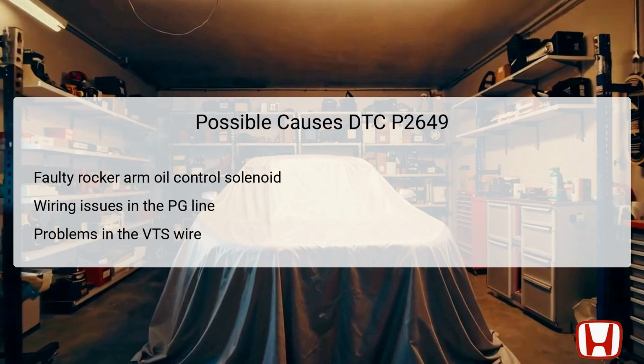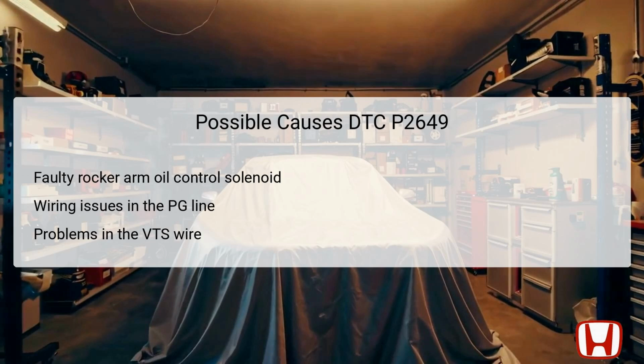There are several possible causes for the DTC P2649 indicating high voltage in the rocker arm oil control solenoid circuit. First, a faulty rocker arm oil control solenoid can directly lead to this issue, causing the solenoid to malfunction. Secondly, wiring problems in the PG line, which connects the solenoid to the vehicle's power source, can result in poor connectivity and high voltage readings.